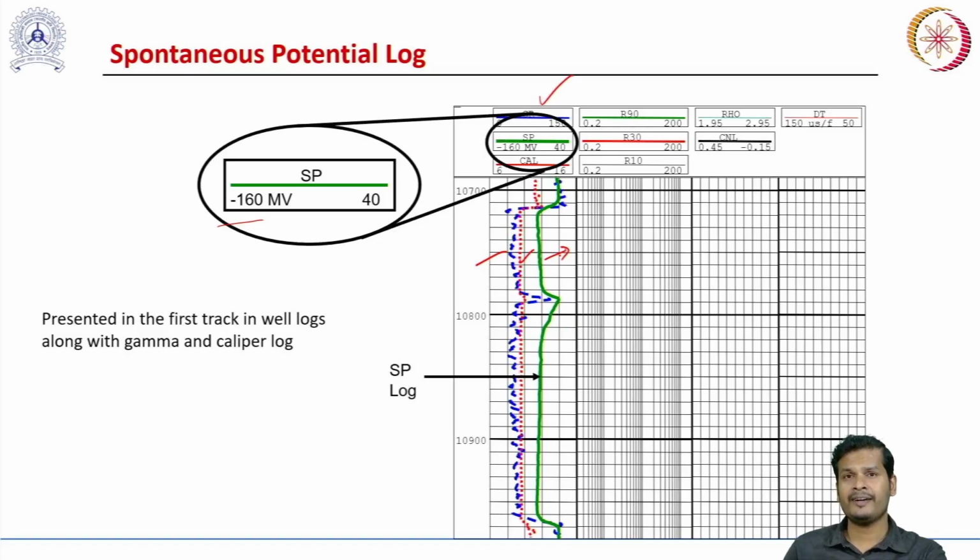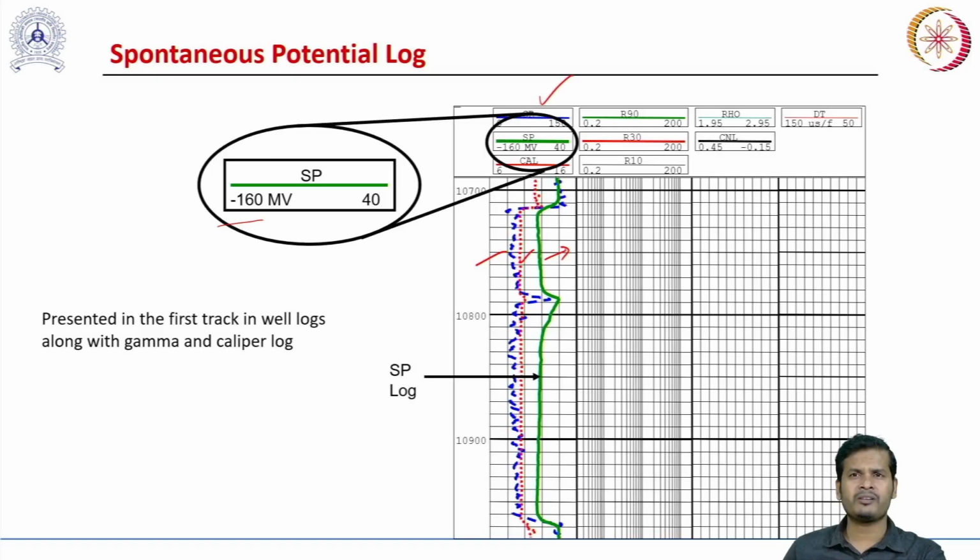It is not necessary to record both the SP and gamma ray logs. Generally both are logs that serve the same purpose. The gamma ray log can also identify the bed boundaries and calculate the bed thickness. So depending upon the wellbore condition, what type of reservoir you are dealing with, and what is the condition of the wellbore, we can use either the SP log or the gamma ray log.